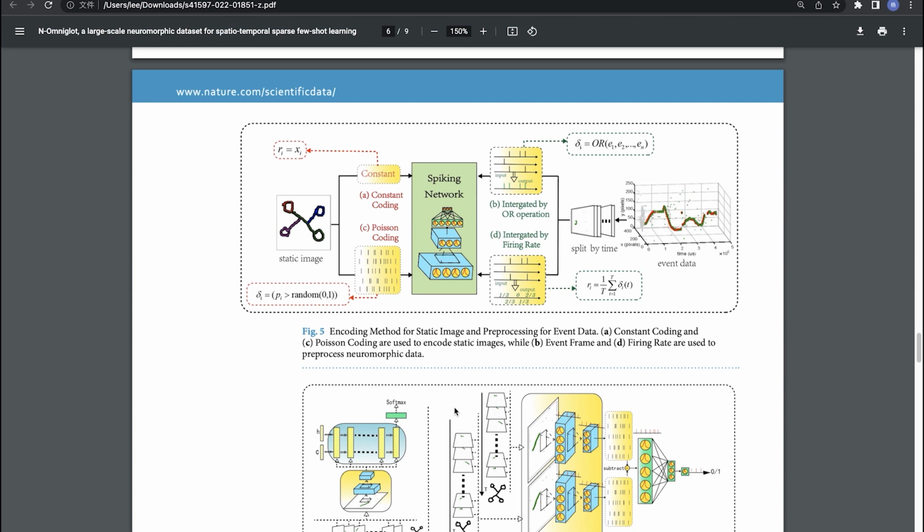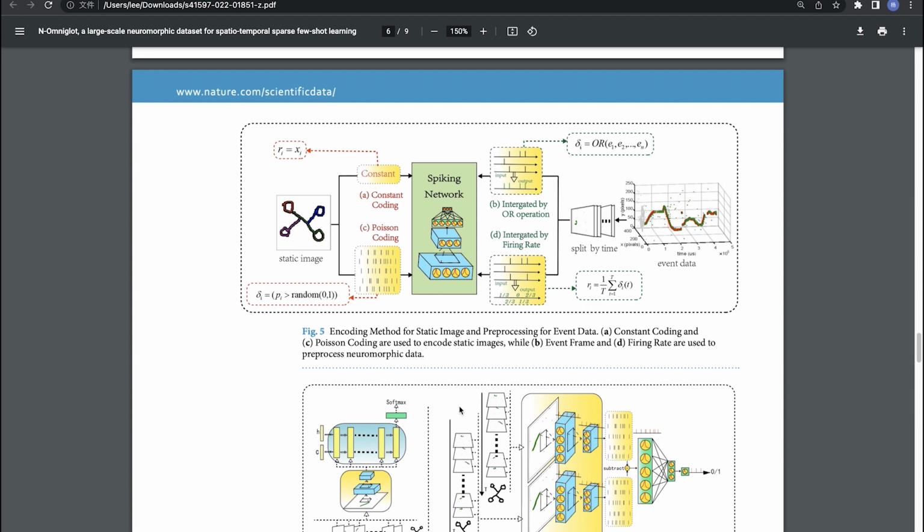As shown in the figure below, we treat static images with Poisson and constant coding. Since the device camera for acquiring neuromorphic data has a high temporal resolution, the excessively long time access is a huge burden for the current clock-driven spiking neural network algorithms. Therefore, we process the event data with OR operations and firing rate.